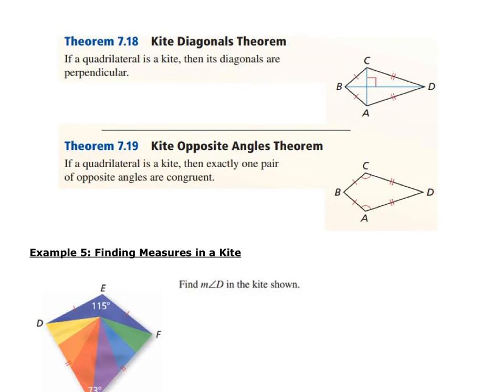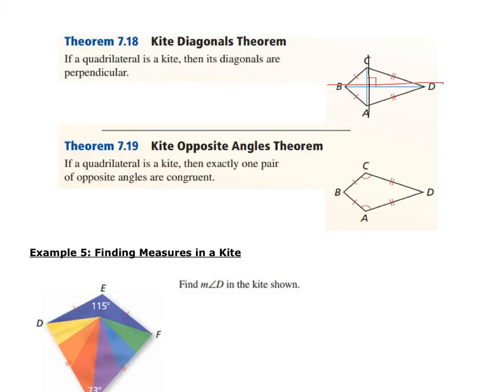Here is what we just talked about, so it's kind of like we're reviewing. As you can see, if a quadrilateral is a kite, then its diagonals are perpendicular. My diagonal BD goes the long distance of that kite, and then you have the other diagonal CA, and when they intersect, it's perpendicular, which means you have 4 right angles.